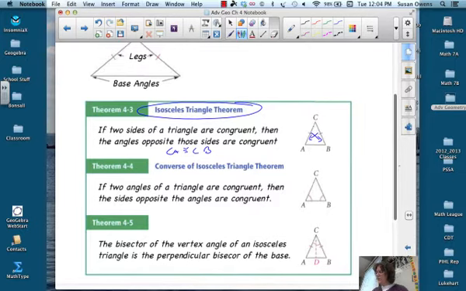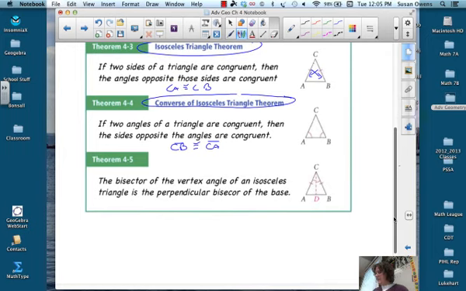And then the converse of the isosceles triangle theorem says if two angles of a triangle are congruent, then the sides opposite those angles are congruent. So if I'm given that angle A is congruent to angle B, then I can say that side CB is congruent to side CA. And again, you can use the converse to prove that a triangle is isosceles, but you'd have to first use the converse of the isosceles triangle theorem to prove that the sides are congruent, and then you can use the definition of an isosceles triangle to say that it's an isosceles triangle.